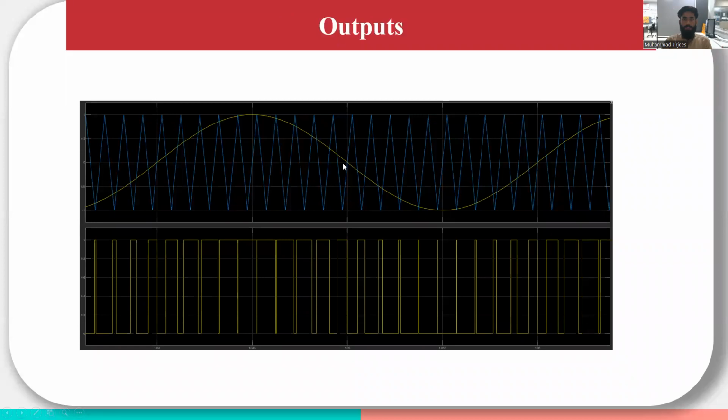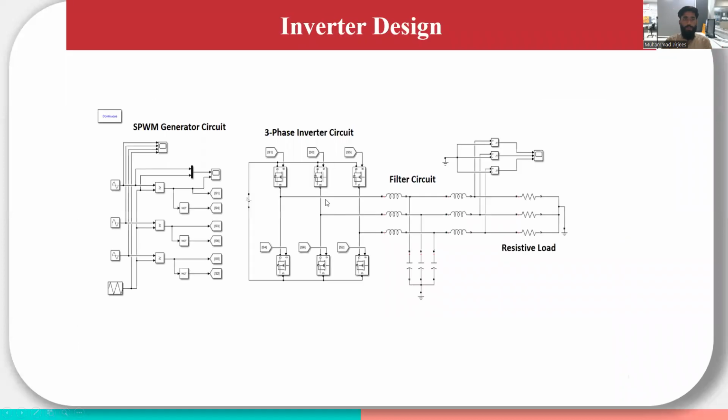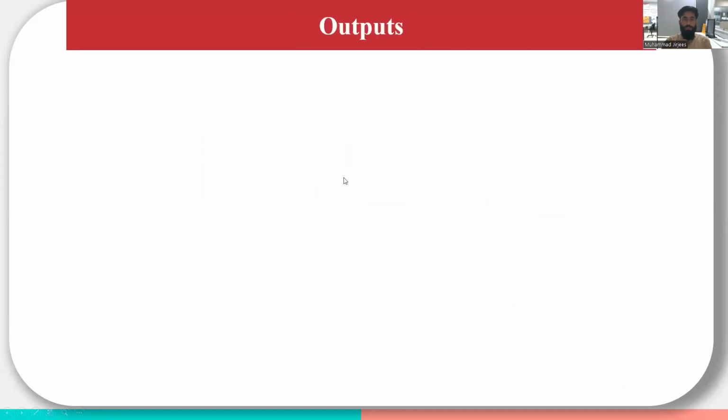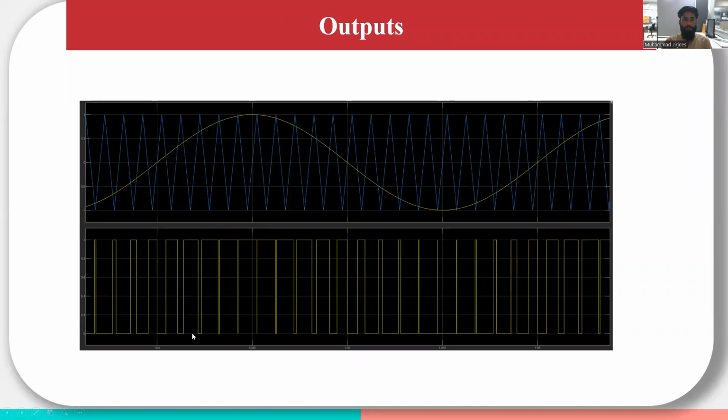The output of the SPWM generator was as follows, and the PWM signals that were generated resembled the sinusoidal wave, where the amplitude was high, the duty cycles were high, and where the amplitude was low, the duty cycles were low.